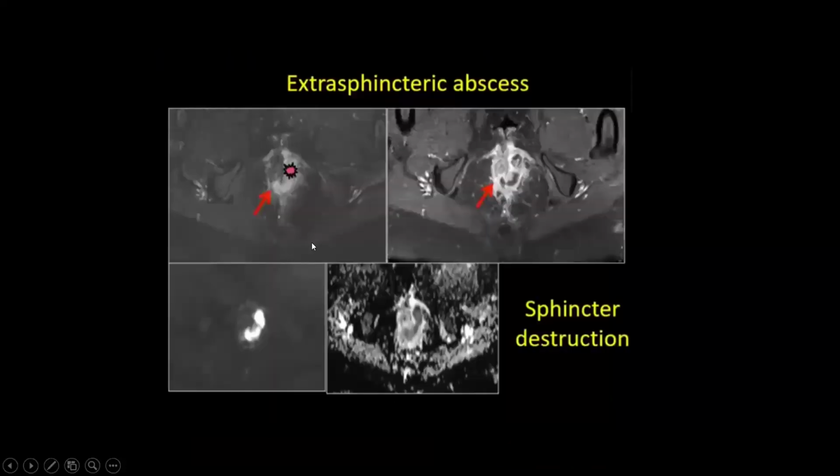Okay, one more case of extrasphincteric abscess where you can see the abscess is so extensive that it is almost involving the whole of the external and internal sphincter. You can see well on the diffusion weighted and the ADC. So actually there is sphincter destruction, a very severe case of abscess.